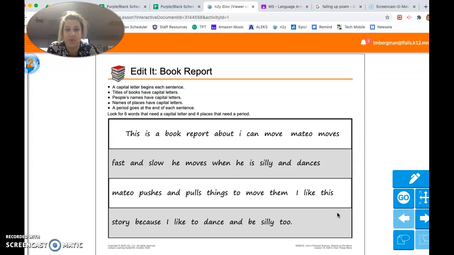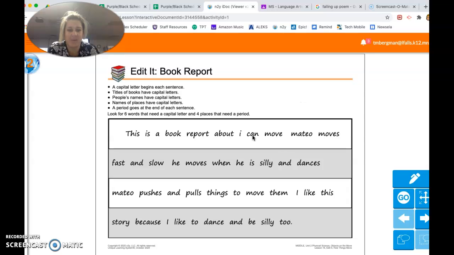Clearly we're missing some punctuation, right? Because this story, or this book report, is one whole sentence, and we need to really break it up into smaller sentences, okay? Because otherwise, I mean, I ran out of breath trying to read it. So this is a book report about I Can Move. Mateo moves fast. Is there a spot in here that we think needs a period in the first line?